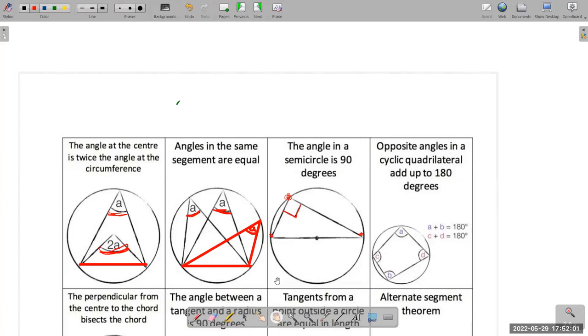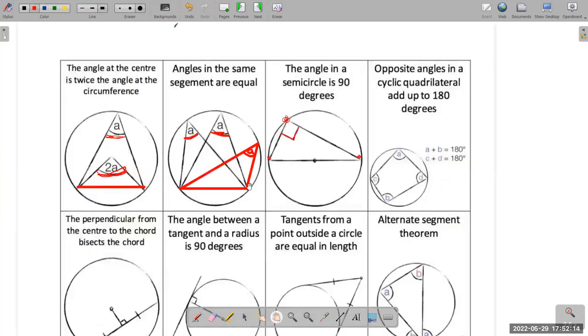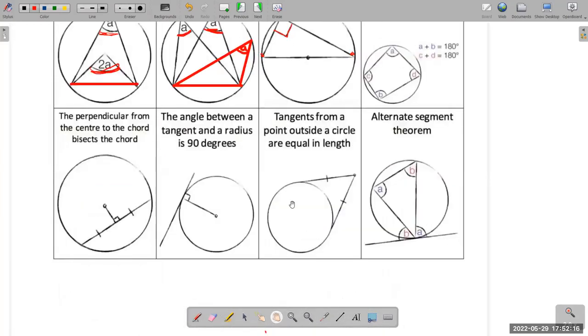When you see it, you should know: yes, this is angles at the center. Yes, these are the twin angles, angles on the same chord. Yes, this is a 90-degree angle because it's on the diameter. Yes, this is a cyclic quadrilateral. Okay. All right. I sent this in the notes, so y'all should have this already.